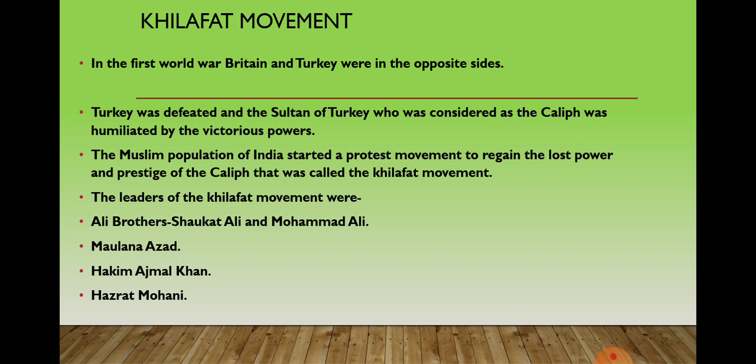In India, the leaders of the Khilafat movement were the Ali brothers. The Ali brothers were Shaukat Ali and Muhammad Ali. Along with the Ali brothers, some other leaders were also there. They were Maulana Azad, Hakim Ajmal Khan and Hasrat Mohani. So these were the three important causes for the launching of the non-cooperation movement.